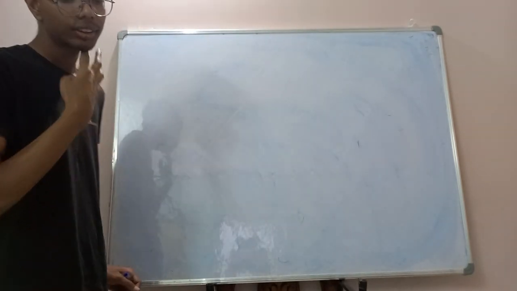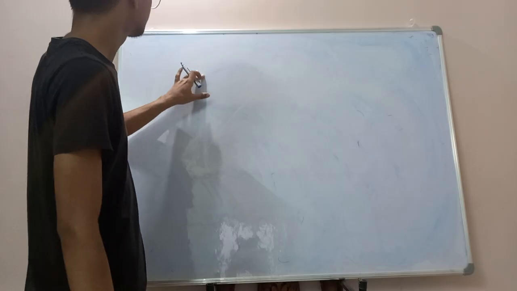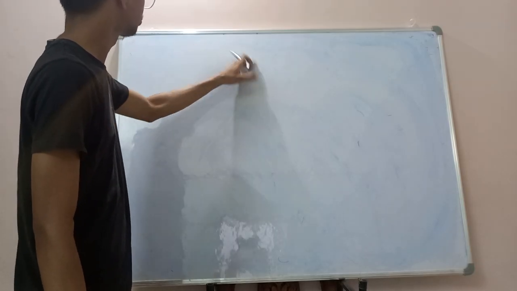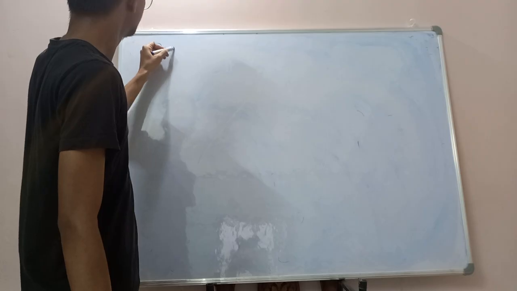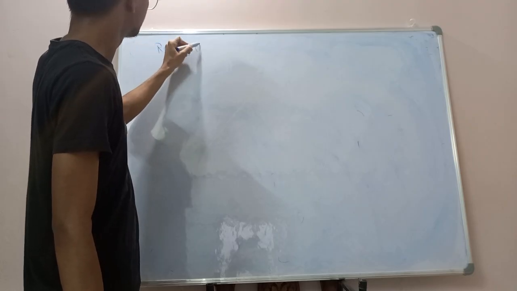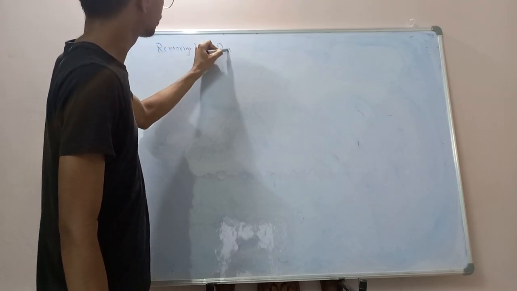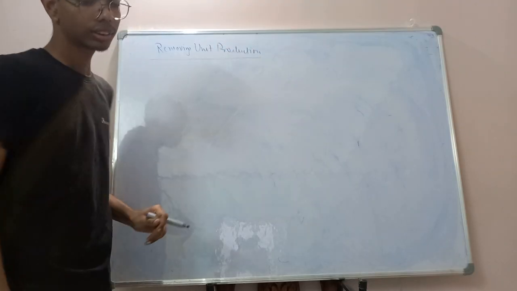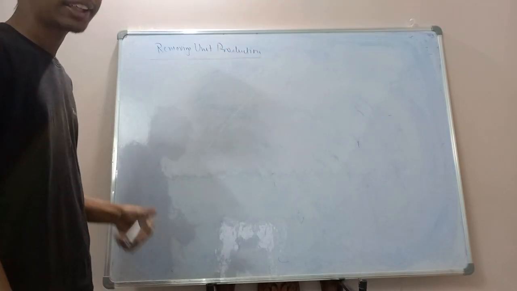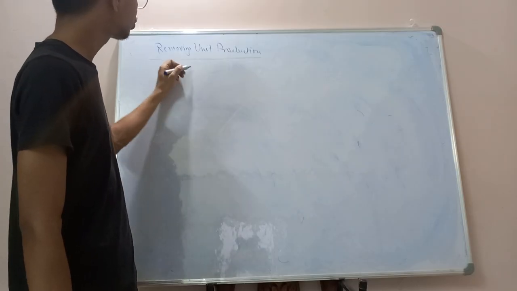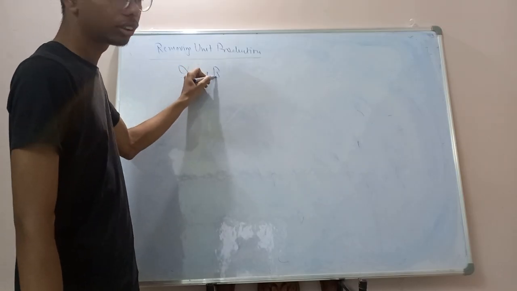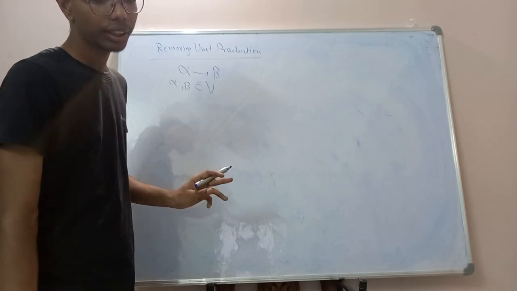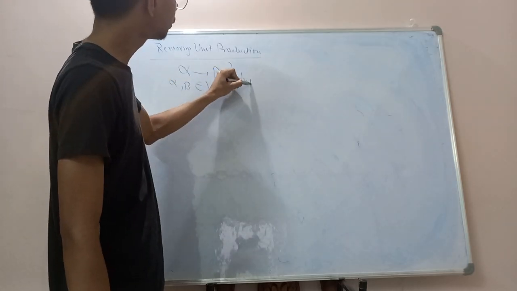Next topic is removing unit productions, right. So what is this? Suppose I have a production of the form alpha goes to beta, where alpha and beta both are variables, right. So this is my unit production.